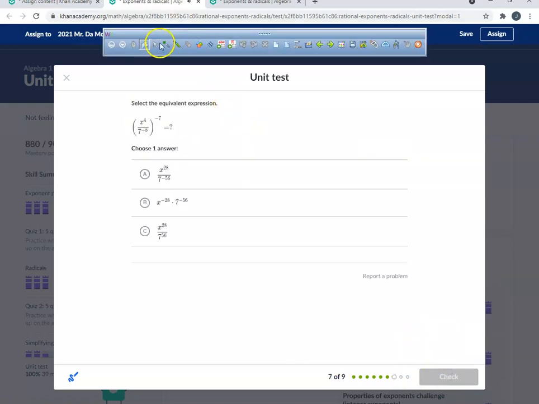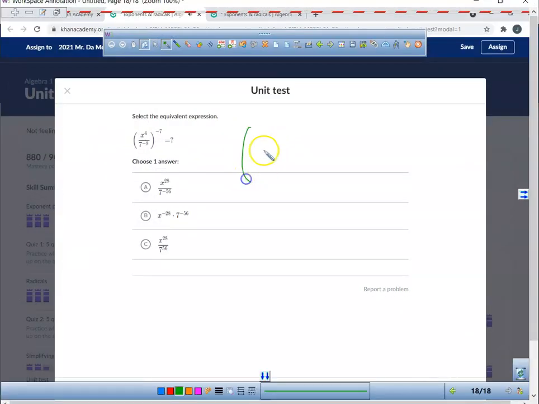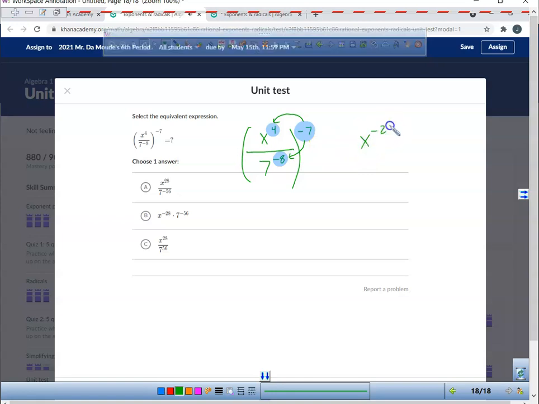Okay, let's take a look at this one. If you can't see it, it's x to the power of 4 over 7 to the negative 8, to the power of negative 7. This is called the power property, all right? We've got to multiply a power to a power. So if I multiply power to a power, I get x to the power of negative 28 over 7 to the power of 56. Okay?